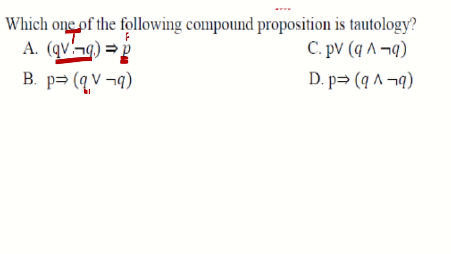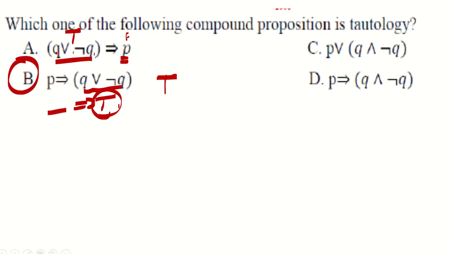When you come back here, again, this is also true. Q or negation Q, it is true. Okay, the premise, whatever it is, if the conclusion false, it's always true. So this is tautology. The answer will be B.